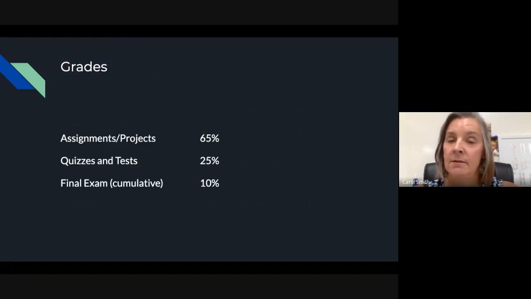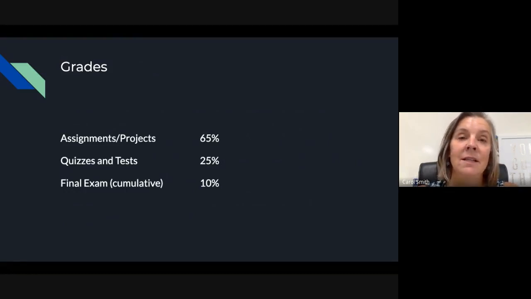They may need to be reminded that they need to study for a test, but tests and quizzes for this semester are worth 25% of the grade. So I've increased the amount that assignments and projects are worth, and that's 65%. So if your student is not getting the work done, it's going to greatly negatively affect his or her grade. So they need to actually access it, get on it, and do it.